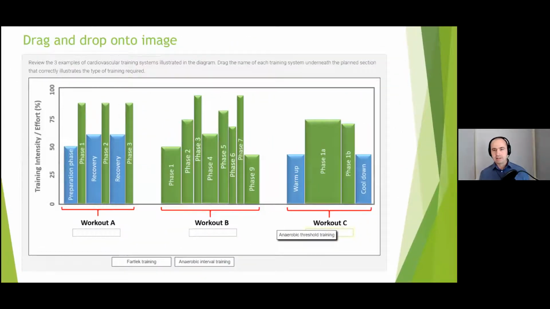All right, this particular question is an interesting one. It's a drag and drop. And so essentially what has to happen is the individual will look at the 3 examples of different interval training sessions, or different cardiovascular training sessions, sorry, and they would have to identify which style of training is shown in this workout diagram. And they simply drag the correct answer to the correct box, and then they move forwards from there. So again, a little bit more engaging, nice and visual. I think they're great ways to help make the assessment process feel more interesting than just text.